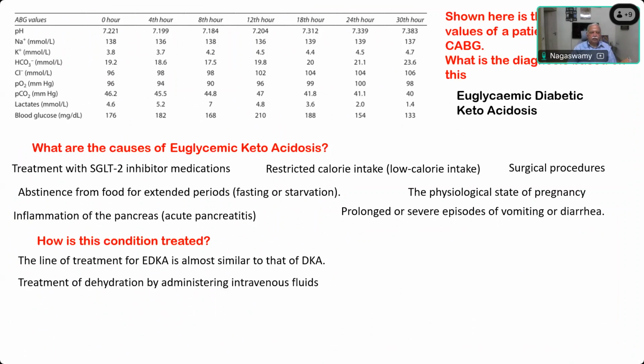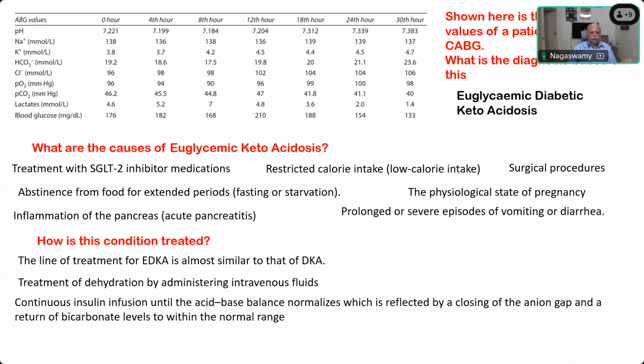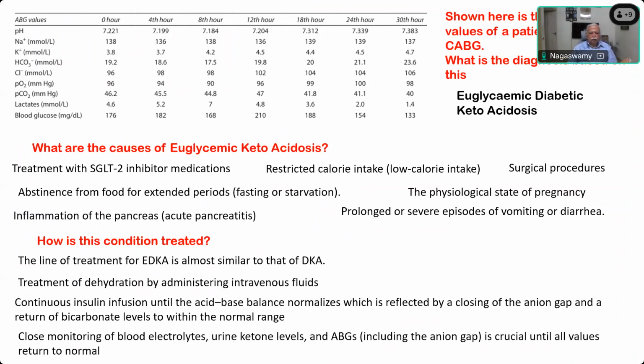Treatment of dehydration by administering intravenous fluids, and continuous infusion of insulin until the acid-base balance normalizes, which is reflected by closing of the anion gap and the return of bicarbonate levels to the normal range. Close monitoring of blood electrolytes, ketone levels, and ABG is crucial till the values return to normal.